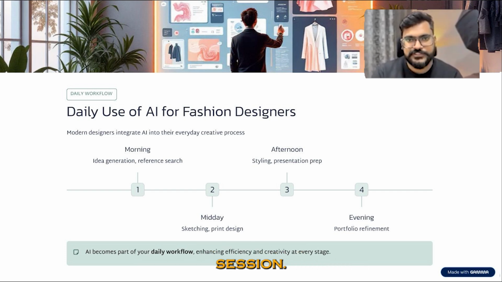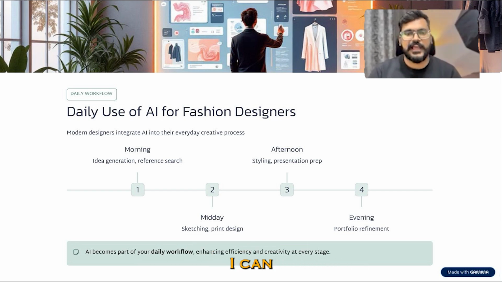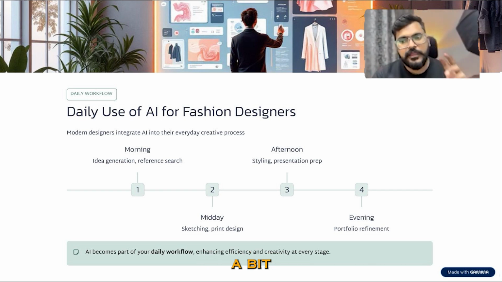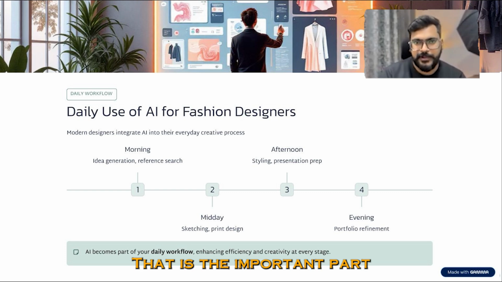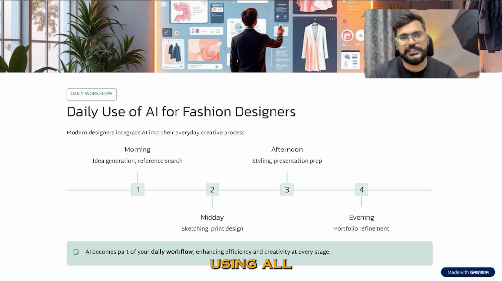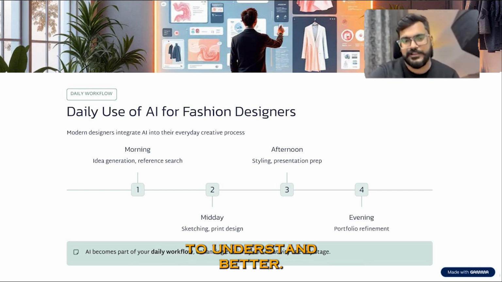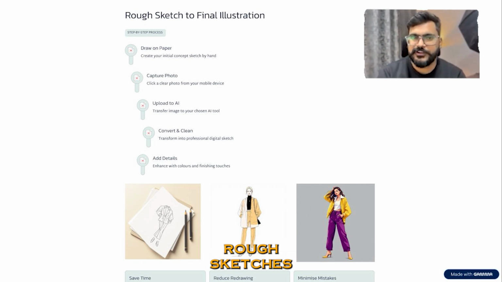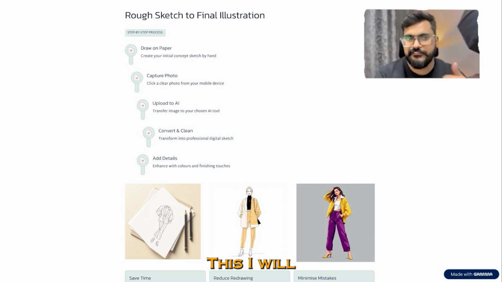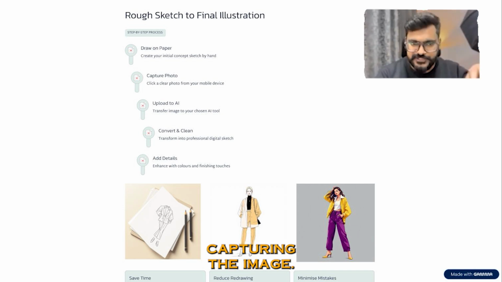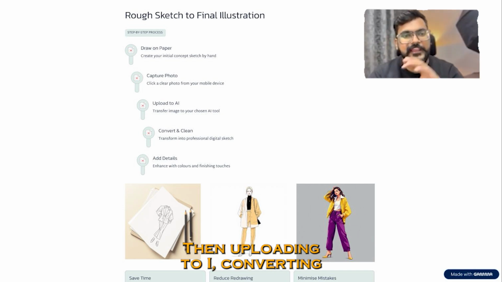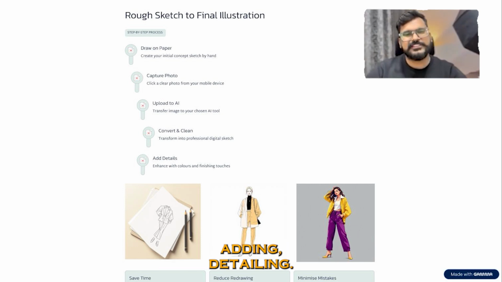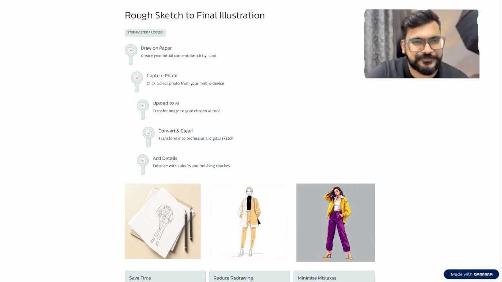You are learning in this live session, this 2-hour masterclass. In this I can teach you everything through AI basics, but how you apply that is the important part, because the main thing is that you use all these techniques by yourself, then only you will be able to understand better. Okay, now we're going to start how to go from rough sketches to the final illustration. This I will be teaching you today: drawing on paper, capturing the image, then uploading it to AI, converting and doing clean sketches, transformation, and adding extra detailing. All those things we're going to learn today.